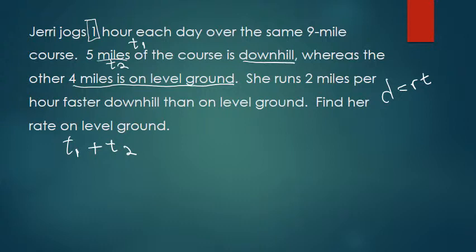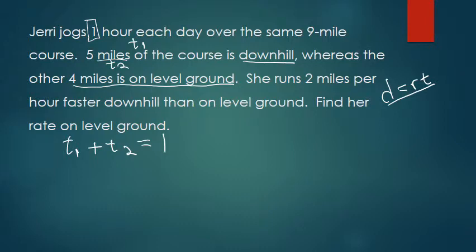I could use U and D for uphill and downhill, or level ground, what have you. But I'm just using T1 and T2. So I know that those equal a total amount of time of 1 hour. Now I have 2 unknowns here, so I can't use that equation yet to solve for anything, but I do have my d equals rate times time.